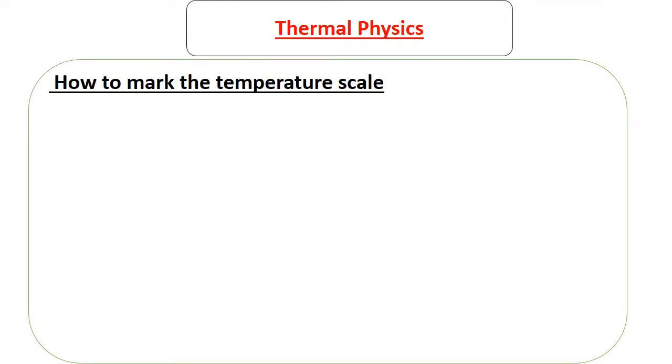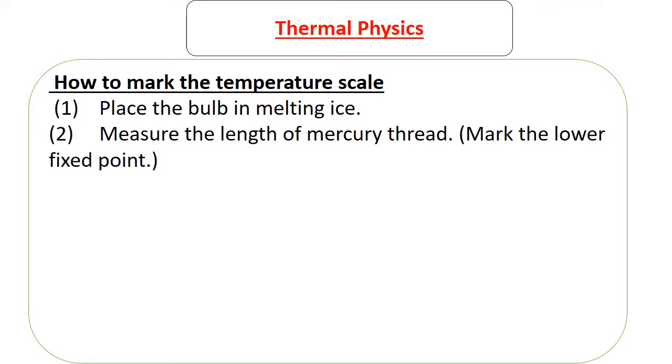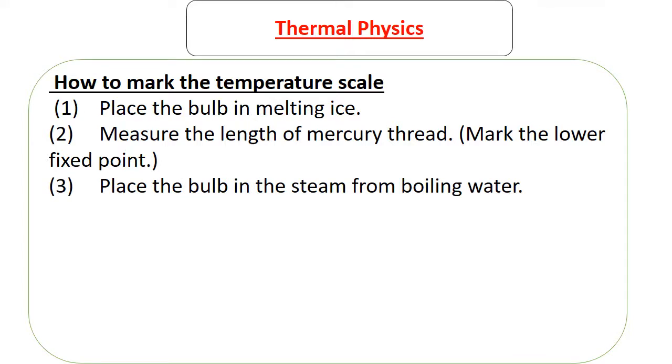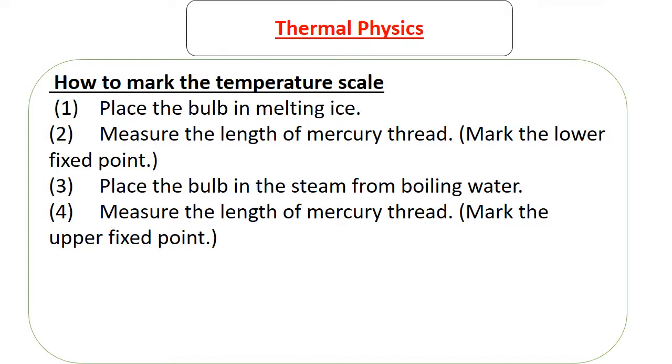Now here is the procedure. I've said most of it, but here is a step-by-step procedure. This question usually comes in as an essay type of question, where they ask you to describe how to make the temperature scale. So first, you place the bulb in melting ice. You measure the length of the mercury thread and mark the lower fixed point. 3. You place the bulb in the steam from boiling water. You measure the length of mercury thread and mark the upper fixed point.